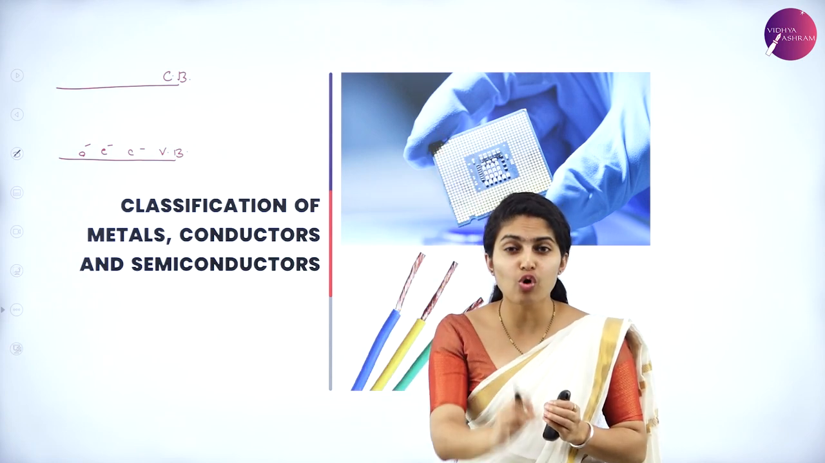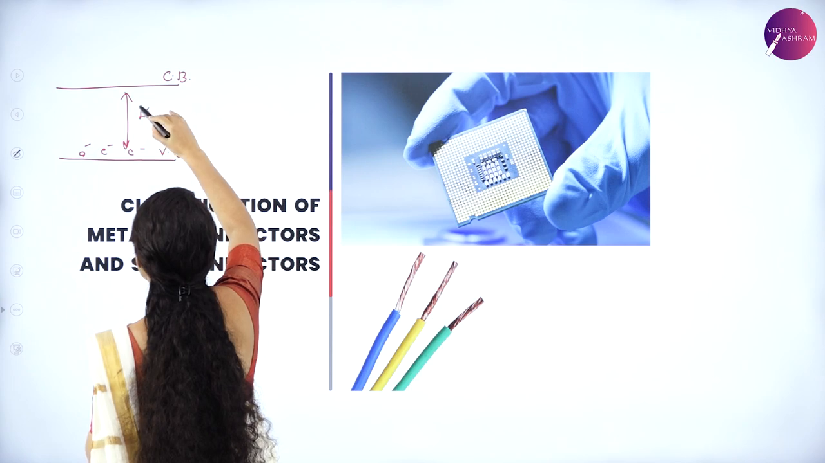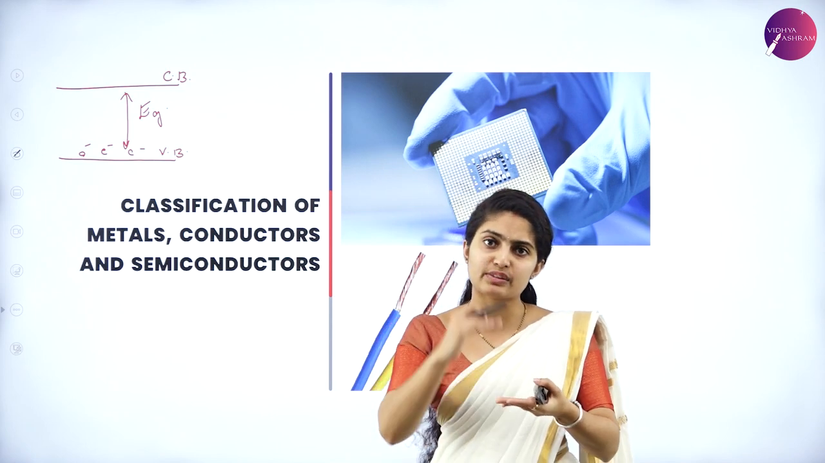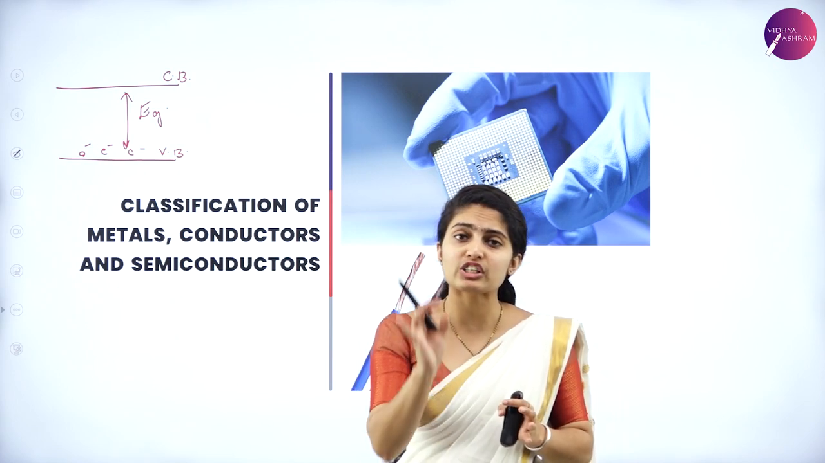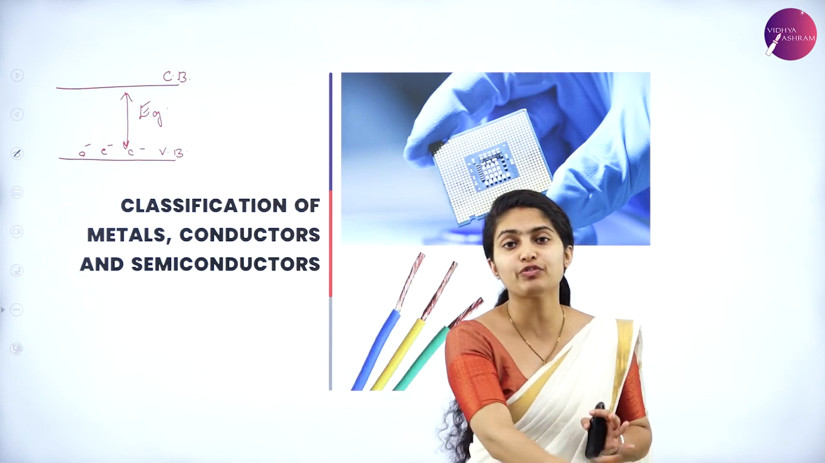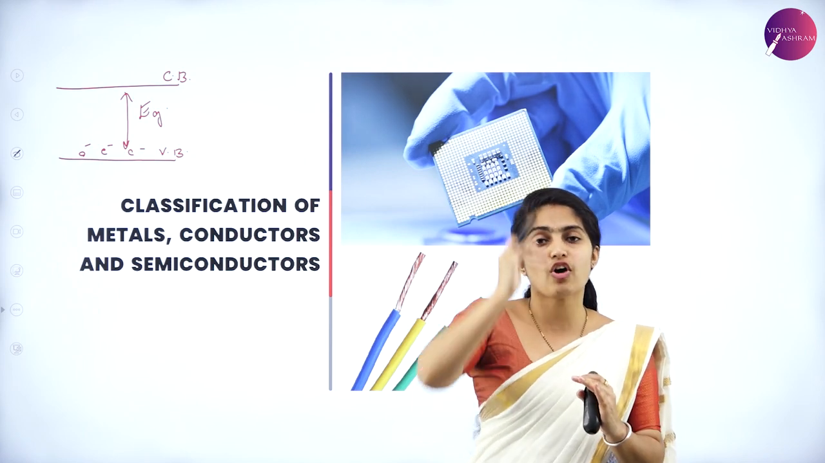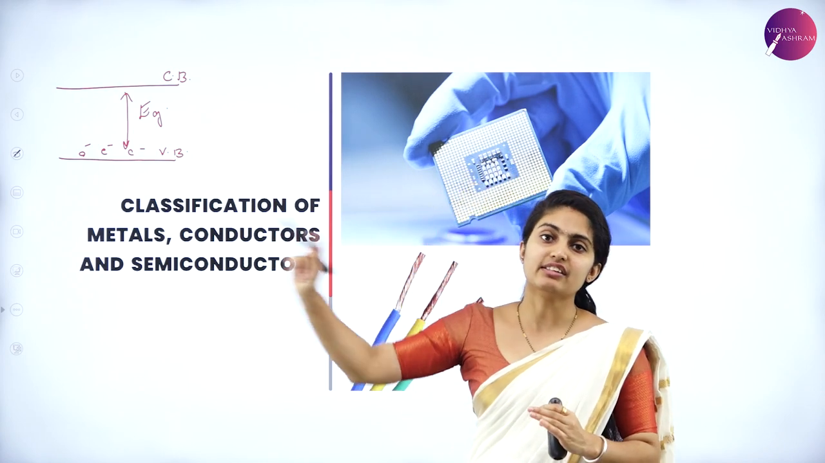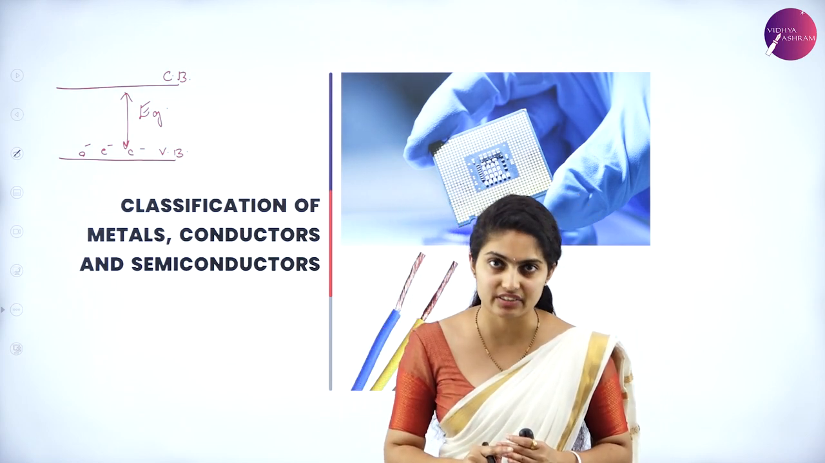The gap between the conduction band and the valence band is called the forbidden energy gap. If there is no energy gap between the valence band and the conduction band, then you can easily call it a conductor, because whenever energy is supplied, all of the electrons present in the valence band will jump to the conduction band. This excitation of electrons from the valence band to the conduction band makes it a conductor.